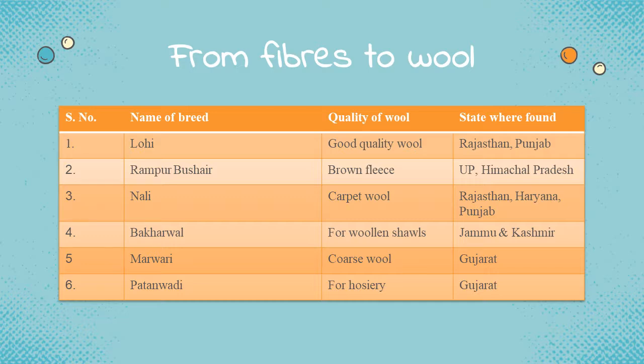Lohi gives good quality wool and it's from Rajasthan and Punjab. Rampur Bushehr gives brown fleece and it's from UP and Himachal Pradesh. Nali gives carpet wool and it's from Rajasthan, Haryana and Punjab. Bakharwal gives woolen shawls and it's found in Jammu and Kashmir. Marwari gives coarse wool and it's found in Gujarat. Patanwadi is for hosiery and is also found in Gujarat.